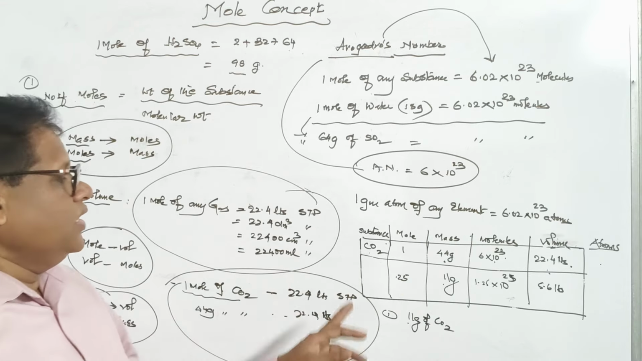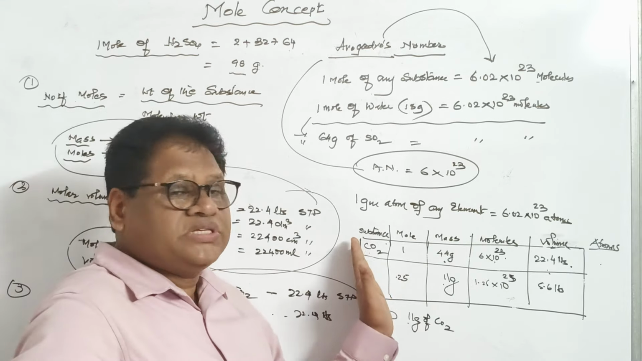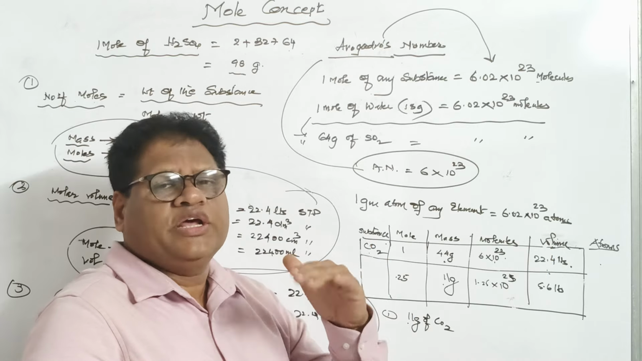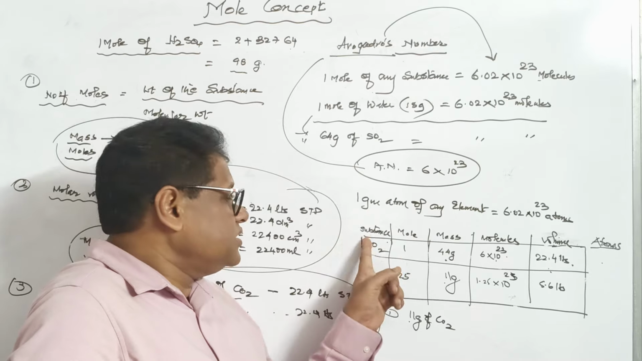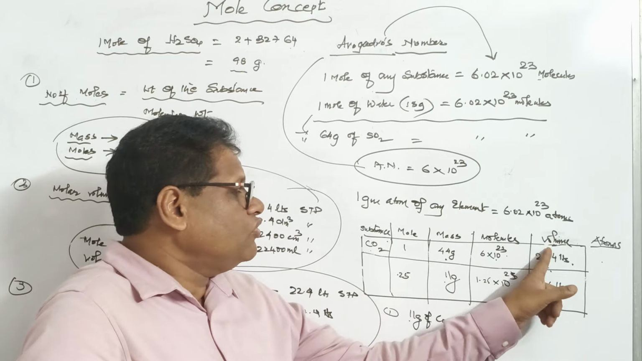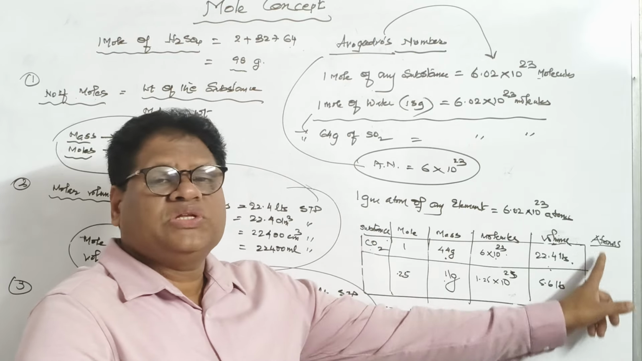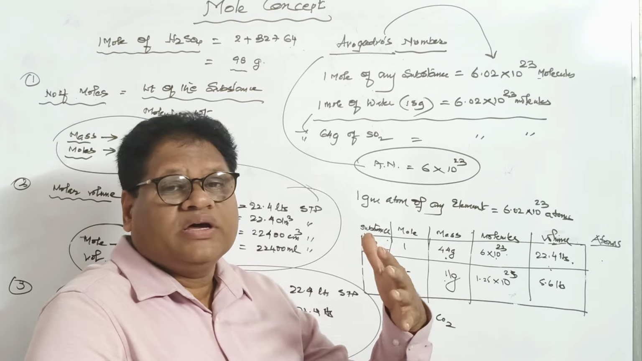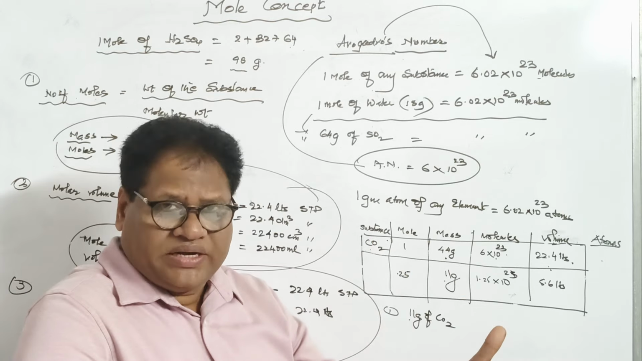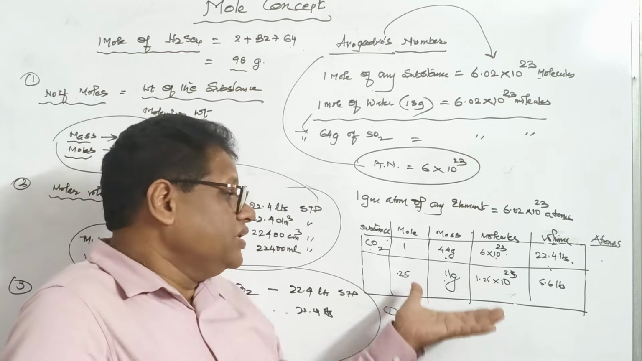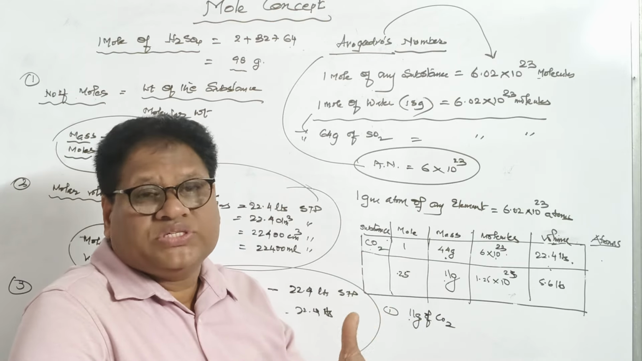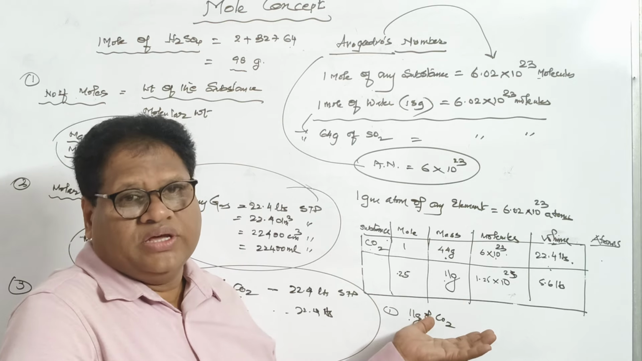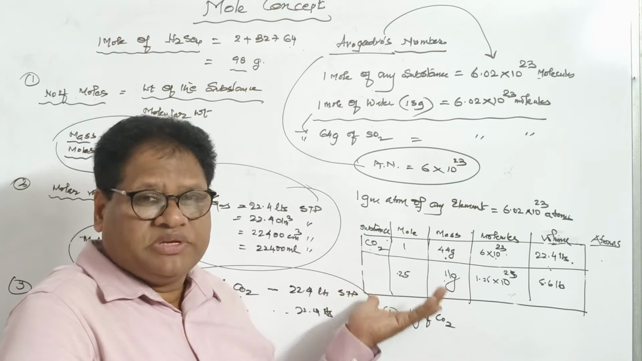So once again, you try to express the entire mole concept in a tabular form. The columns are substance, mole, mass, molecules, volume, atoms. Atoms is optional because different molecules have different composition of atoms. So I think this will give you a much easier way to solve and handle the questions on the mole concept. So I hope the topic has been explained clearly.